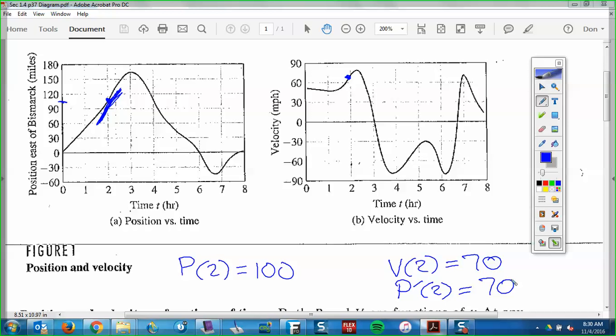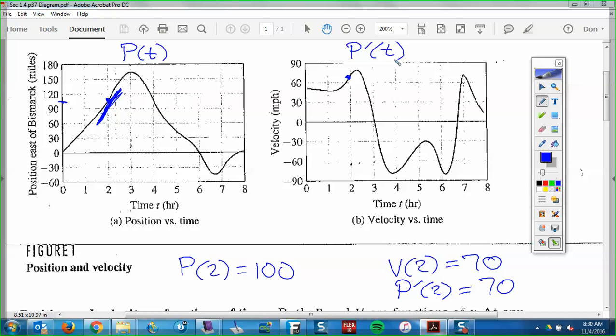Okay, so the V function could be rewritten as P prime. So this function here, I'm going to call that P of T, and I'm going to label this one P prime because it's related to the P graph. It is the rate of change of the P graph. Okay, so that's in the middle of page 37.